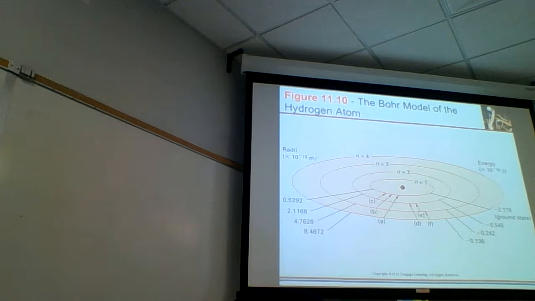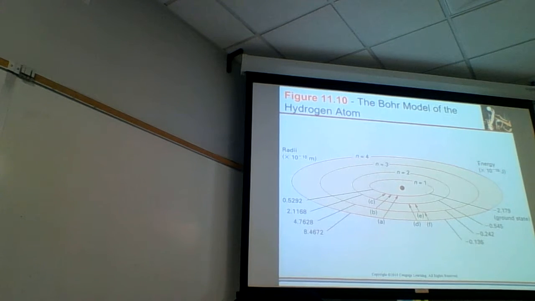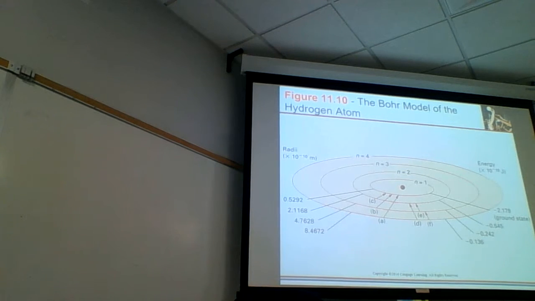And so Bohr had this idea of allowed orbits. These are called orbits, allowed orbits. Everything else forbidden.